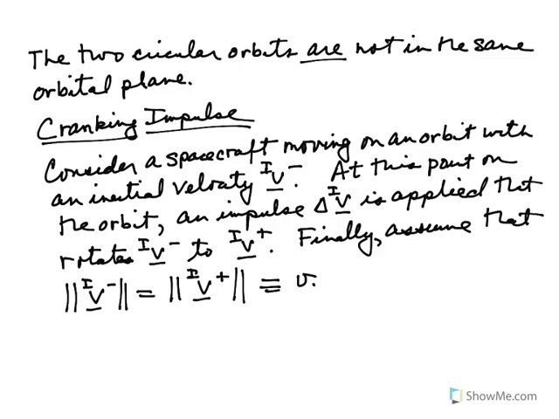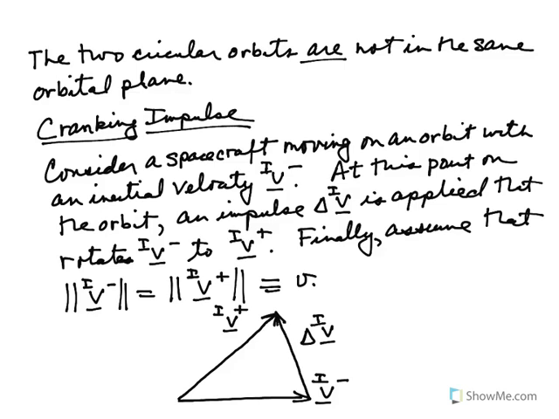So what this picture looks like is as follows: we have this velocity VI minus, and this impulse is applied that results in this new velocity, which I'm going to call VI plus. There's an impulse delta V that takes me from VI minus to VI plus. So this impulse here is delta VI. It's important that you understand that the magnitudes of the pre-impulse and post-impulse velocities are both V. Now I'm going to define the angle between these two vectors, VI minus and VI plus, as theta. So theta is what is known as the cranking angle.